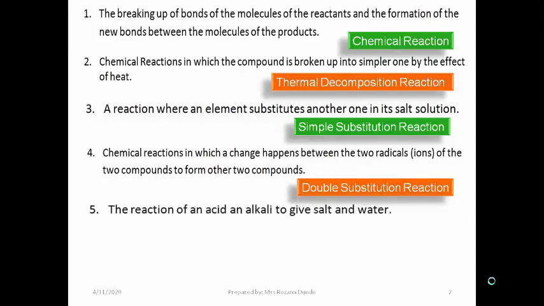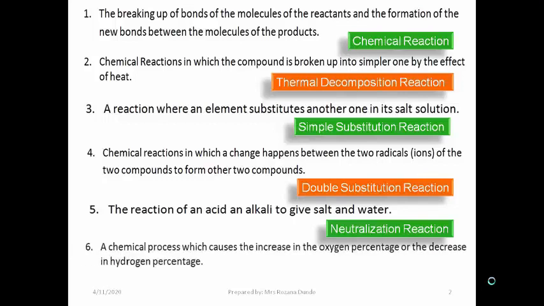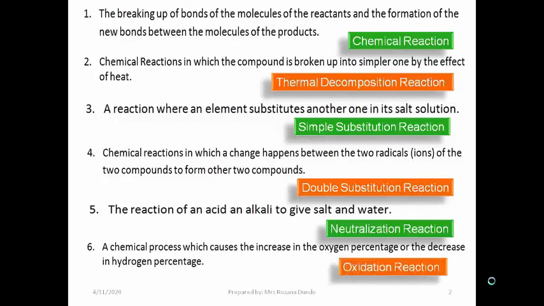The reaction of an acid and alkali to give salt and water. It's called neutralization reaction. It's a kind of double substitution reaction. A chemical process which causes the increase in the oxygen percentage or the decrease in hydrogen percentage is called oxidation reaction.